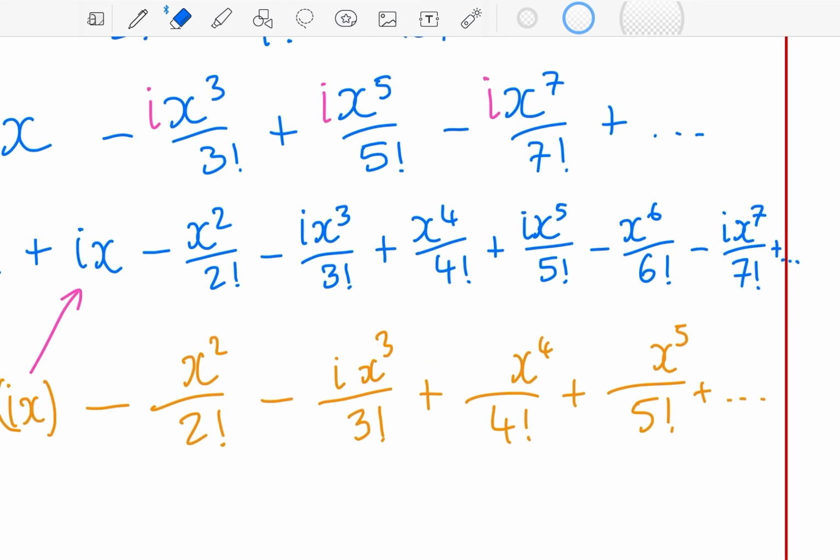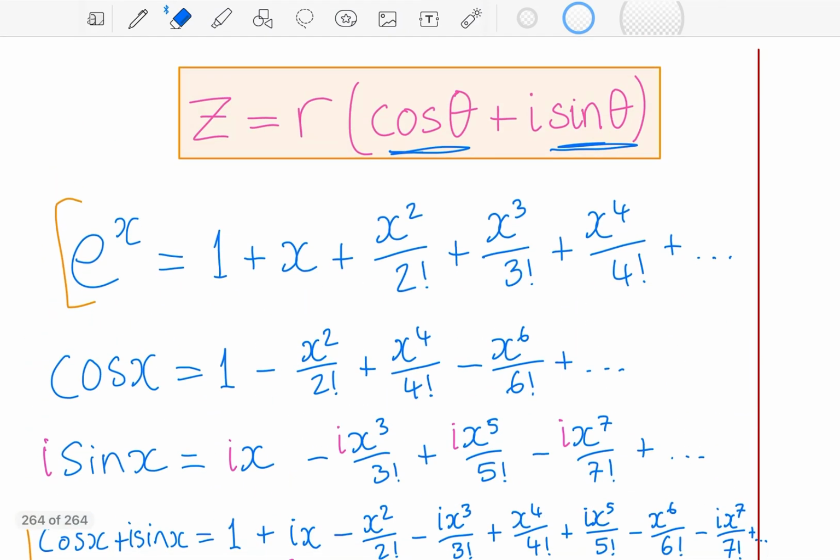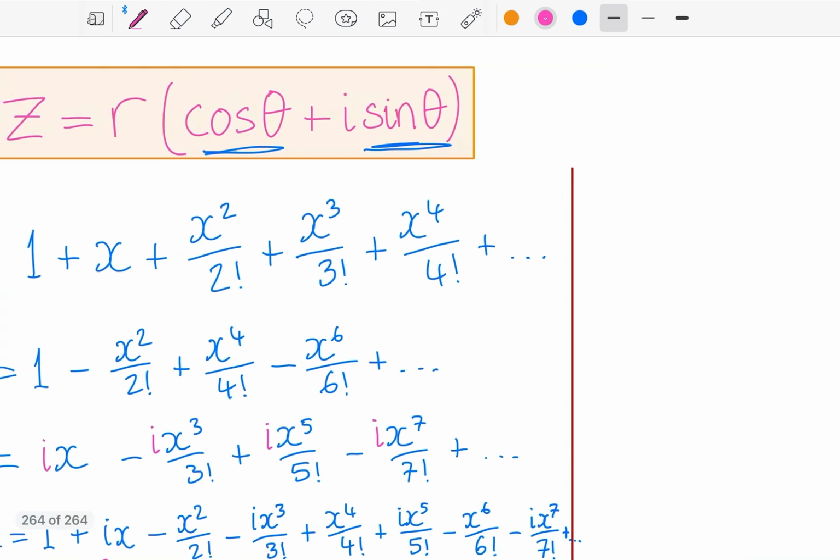And then i to the power of 5 is just i, because that's i to the power of 4 times i, and so on. And now finally I have exactly the same thing as I had in my cos plus i sine power series. Effectively saying that cos theta plus i sine theta equals e to the power of i theta, if we are to believe these power series will work properly. So I can say that r times cos theta plus i sine theta is equal to r times e to the power of i theta.